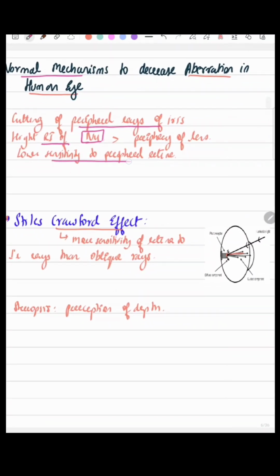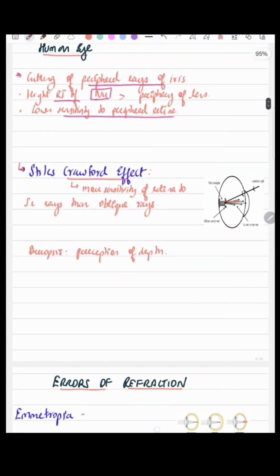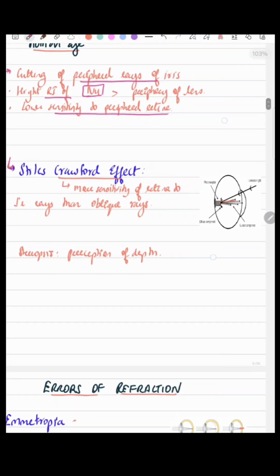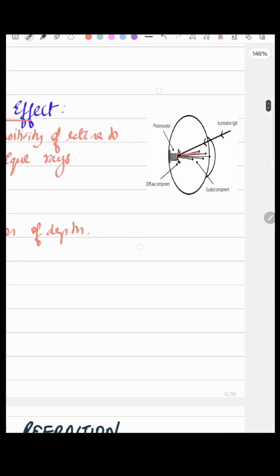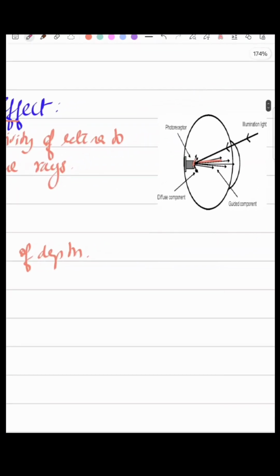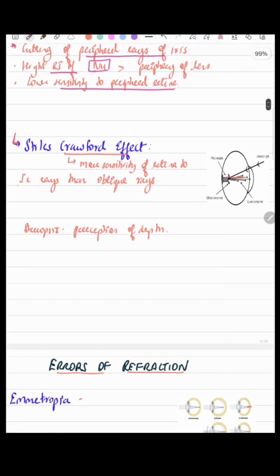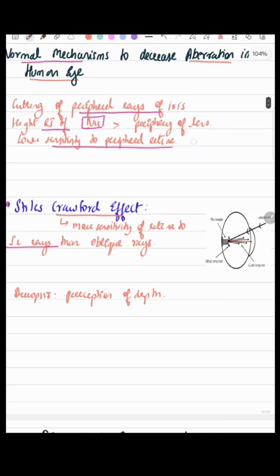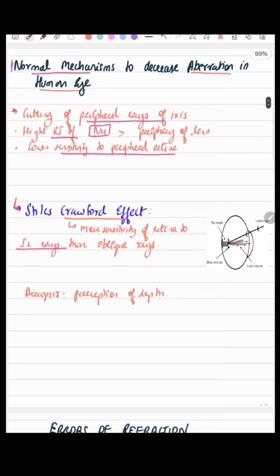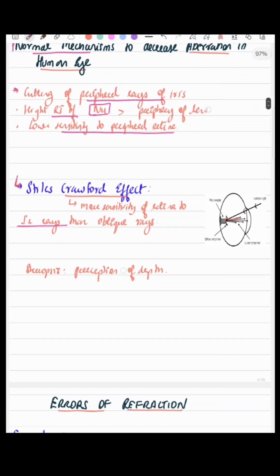Next is low sensitivity of the peripheral retina. And the last one is the Stiles-Crawford effect. Here there is more sensitivity of the retina to perpendicular rays than oblique rays, that is the Stiles-Crawford effect. These are a few normal mechanisms to decrease aberrations in the human eye.